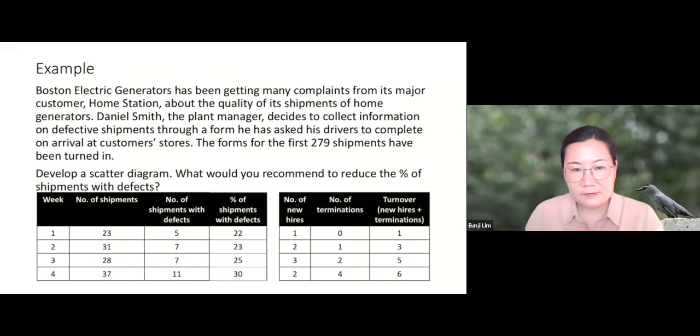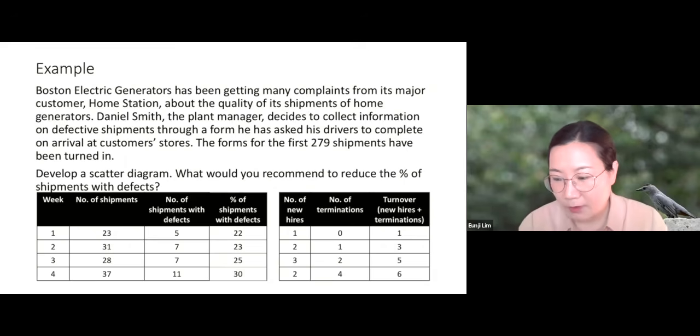Okay. Now let's try this example. Boston Electric Generators has been getting many complaints from its major customer, Home Station, about the quality of its shipments of home generators. Daniel Smith, the plant manager, decides to collect information on defective shipments through a form he has asked his drivers to complete on arrival at customer stores. The forms for the first 279 shipments have been turned in. Develop a scatter diagram. What would you recommend to reduce the percentage of shipments with defects?